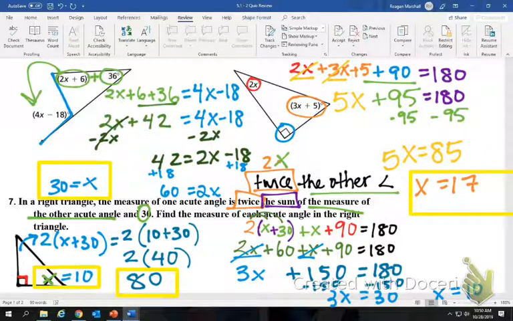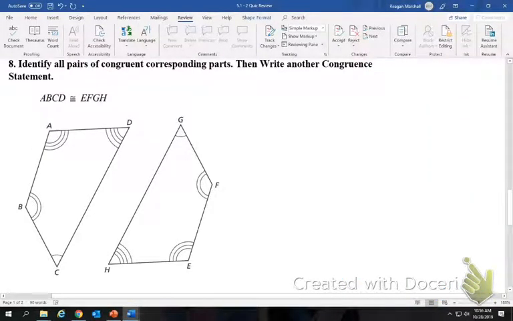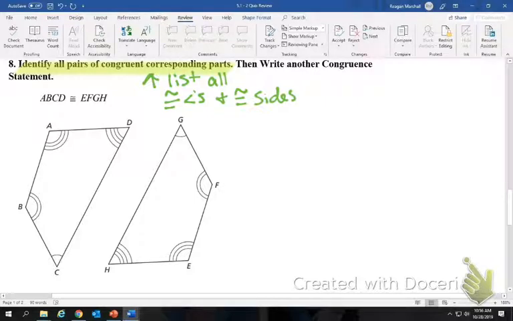Okay? You can go ahead and flip. This one says identify all pairs of congruent corresponding parts. So right where this is, I want you to write. What you're going to do is list all congruent angles and congruent sides. So the first part is asking you to list all congruent angles and all congruent sides.